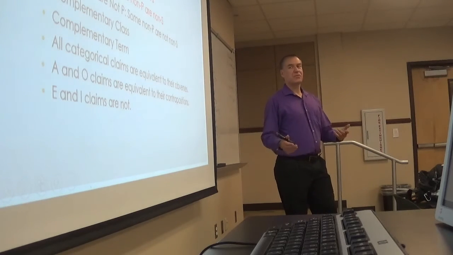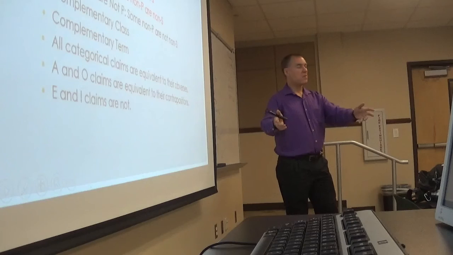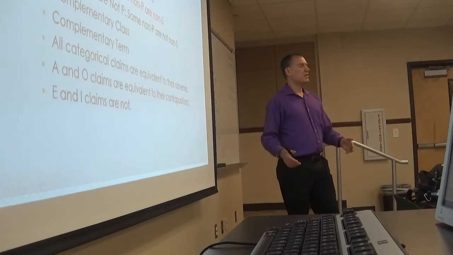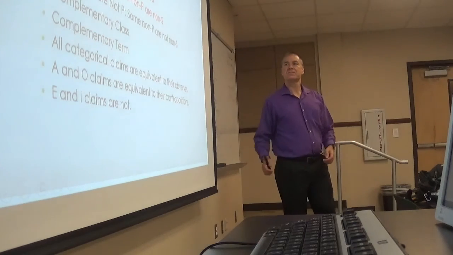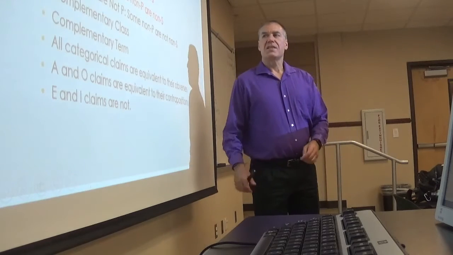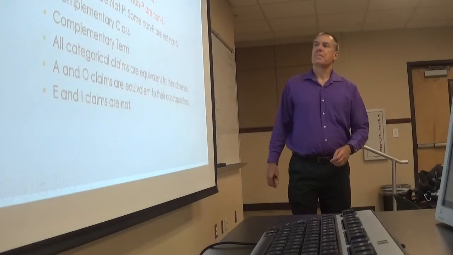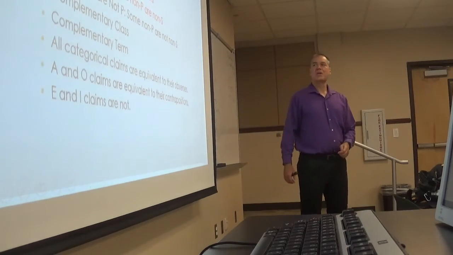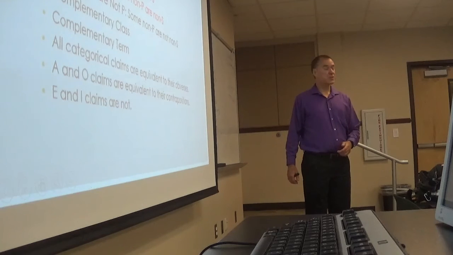So for example, all cats are mammals contraposes to all non-mammals are non-cats, which makes sense. If you have a bunch of non-mammals, none of them are going to be cats. With the E claim, no S are P, that contraposes to no non-P are non-S.